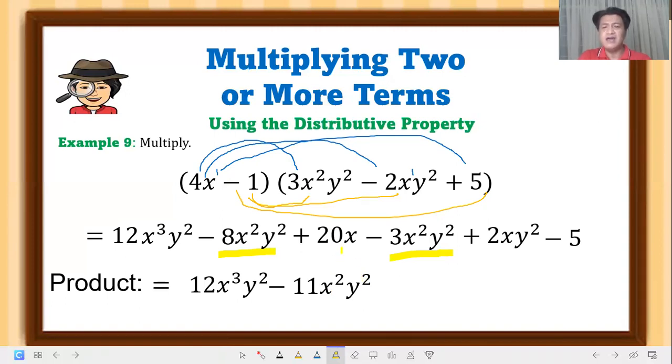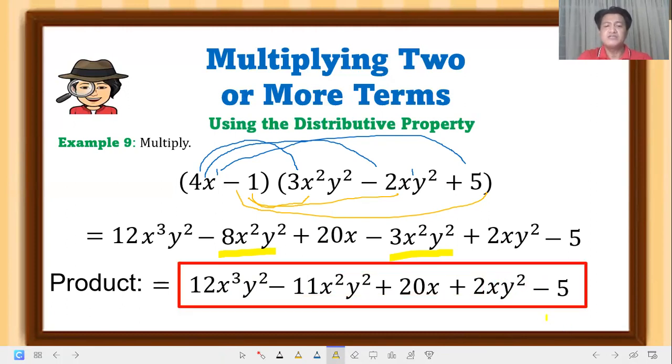And what is 20x? Wala siyang like terms, just bring down lang natin. And also yung negative 5. Okay, negative 5 tsaka yung 2x y squared. Okay, magkakaiba kasi sila ng exponent ito. Ito kasi ay x cube, ito ay x. Ito ay x squared, hindi na siya pwede dito kasi x lang ito. Okay, meaning to say, just copy na lang yung negative 5 or minus 5.